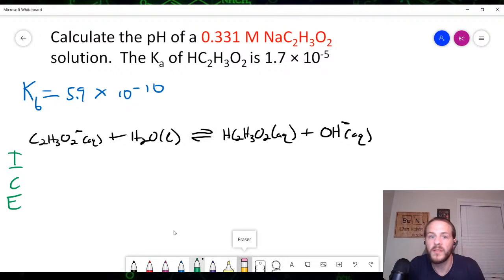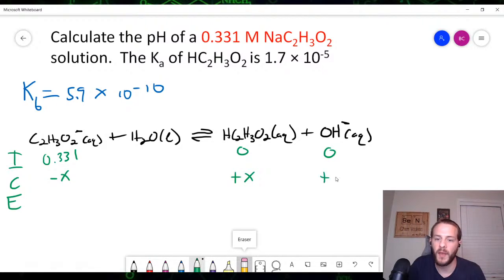The problem tells us that initially we have 0.331 molar acetate ion. We had 0.331 molar sodium acetate, so that means we have 0.331 molar acetate ion. We can safely assume that the concentrations of acetic acid and hydroxide ion are 0 prior to the start of this reaction. The change is going to be minus X for the acetate ion, plus X for the acetic acid, and plus X for the hydroxide ion.